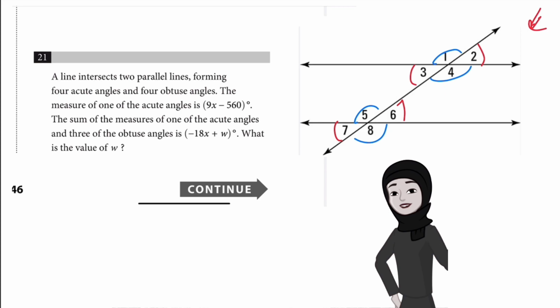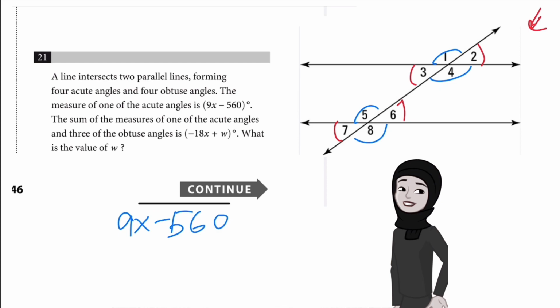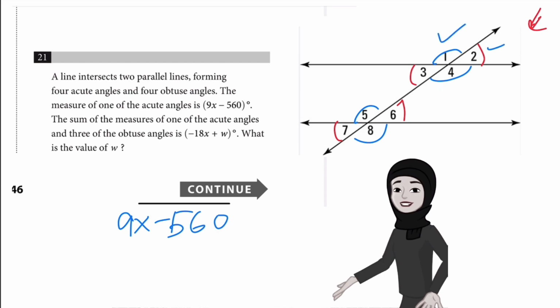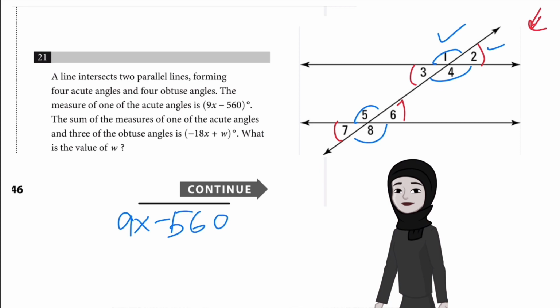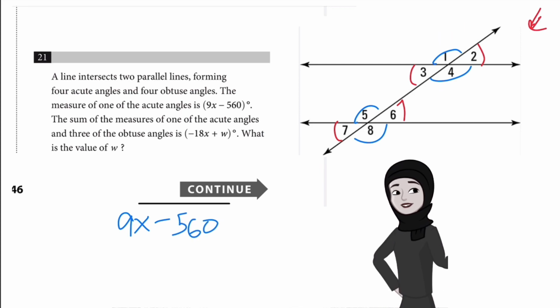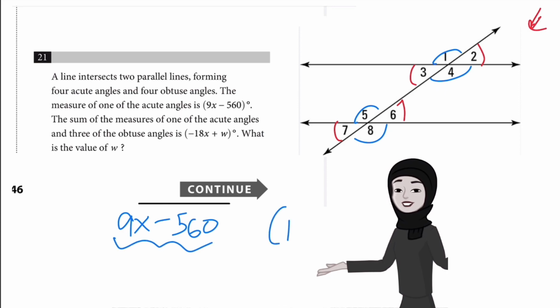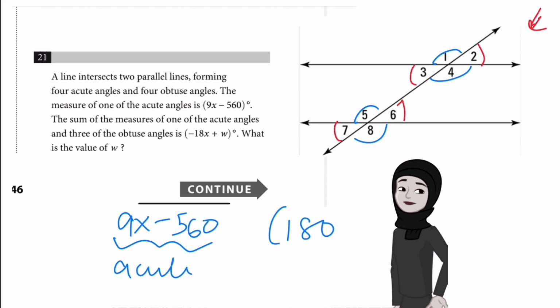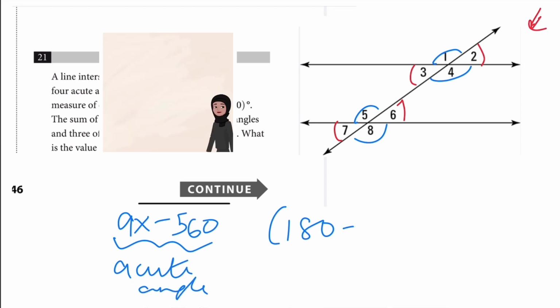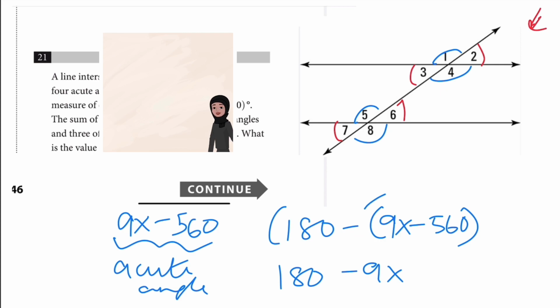And what is given? It's given that the measure of one acute angle is 9x minus 560. The sum of one acute angle and one obtuse angle will be equal to 180 degrees. So if I want to find the measure of the obtuse angle, I have to subtract this from 180. So I will have 180 for the sum, and this is for the acute angle, and to find the obtuse, I am subtracting this from 180. So what will this simplify to? 180 minus 9x, because I have to distribute the negative sign, plus 560.